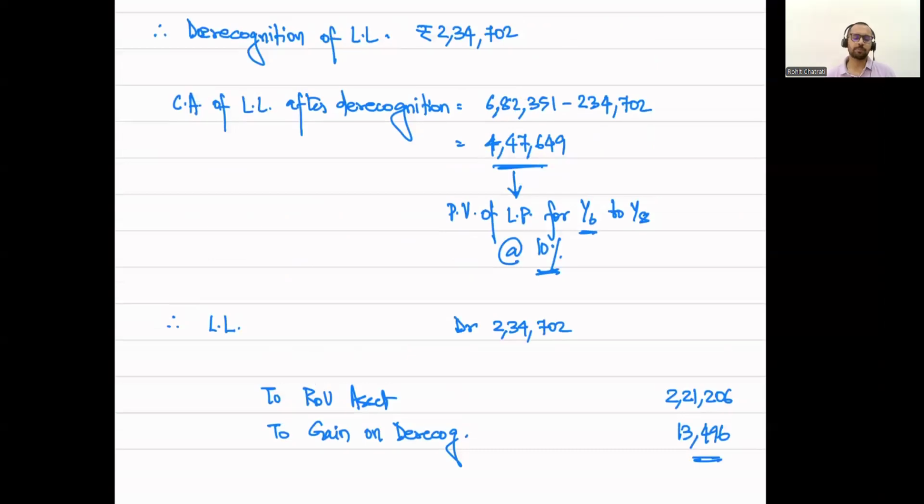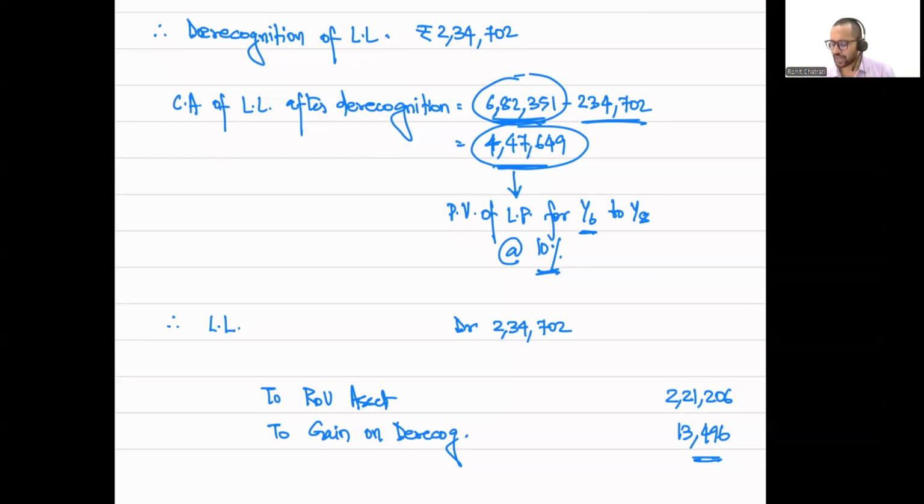All right. The difference in this example versus the previous example is that for lease liability, we did not do carrying amount multiplied by 40 percentage. We calculated that out of the 6,82,000, we are no longer required to make a payment of 1,80,000 for year 9 and 10. Therefore, we removed it out. We stripped it out from the 6,82,000 and calculated the remaining lease liability as 4,47,649. This 4,47,649 was nothing but the present value of the lease payments for the next 3 years, year 6, year 7, and year 8.